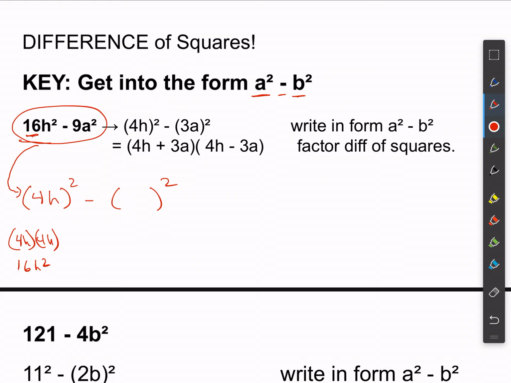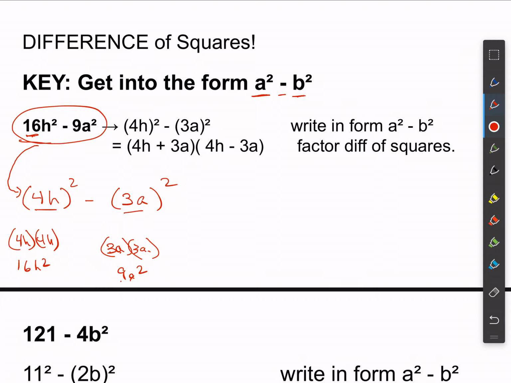Okay? I'm going to do the same thing with 9a squared. Okay, so 9a squared. The square root of 9 is 3. The square root of a squared is a. If you were to multiply 3a times 3a, you should get that 9a squared back. So 9a squared, when you multiply it, 3 times 3 is 9. a times a is a squared. Okay, once it's in this form, you guys, we have a difference of squares.